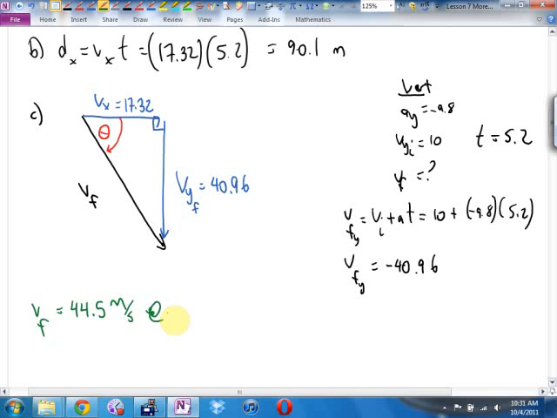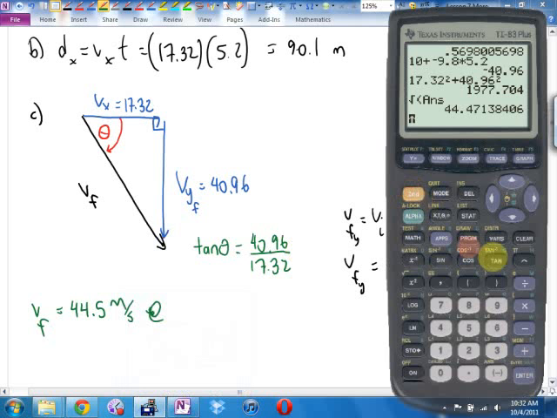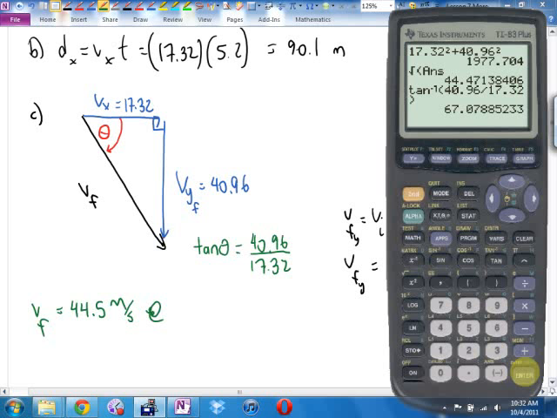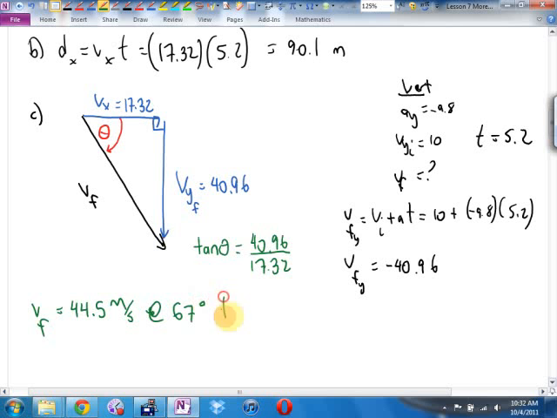well, tangent of the angle is going to be opposite over adjacent. So second function tangent of opposite over adjacent. And I get 67 degrees below the horizontal. 67 degrees below the horizontal.